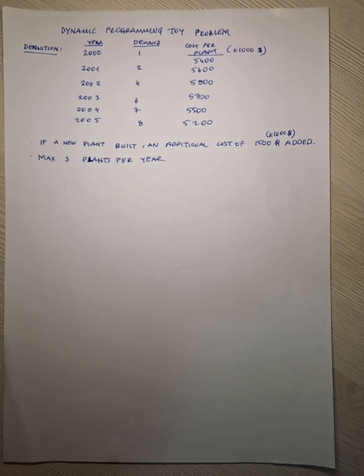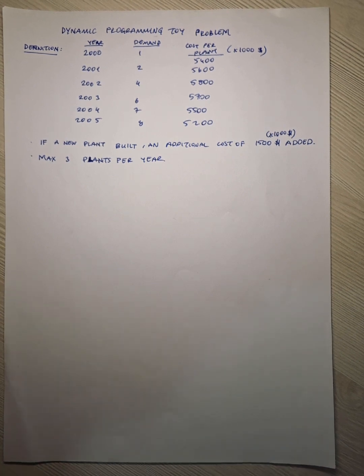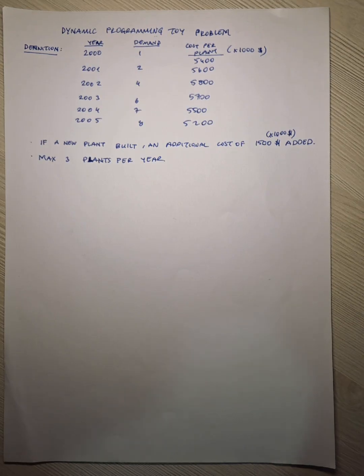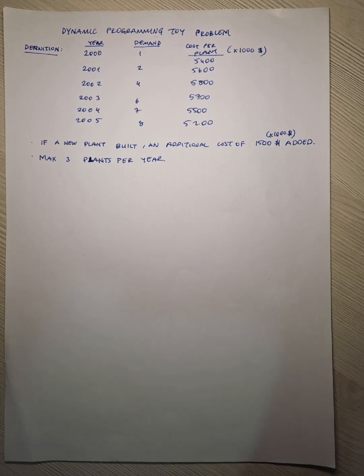So it's an optimization problem, but there are more constraints. According to regulations, they can build up to 3 plants per year. Another rule: if they build any plant, then they have to pay an additional $1.5 million just once. So if they build 3 power plants, they will still pay 1.5 million.